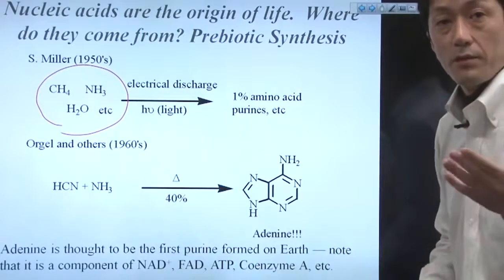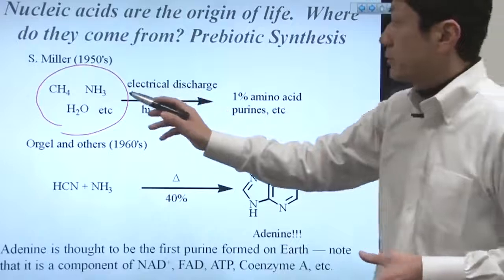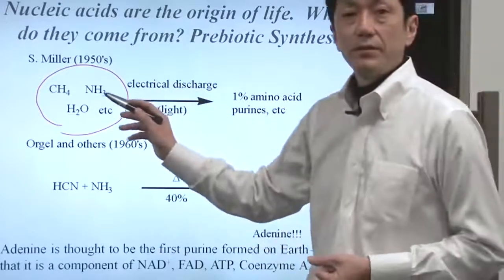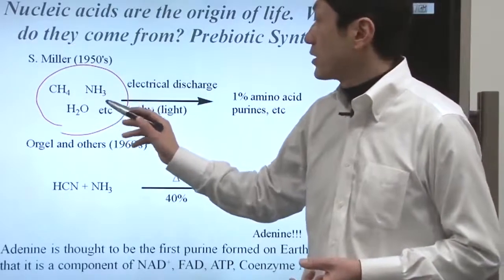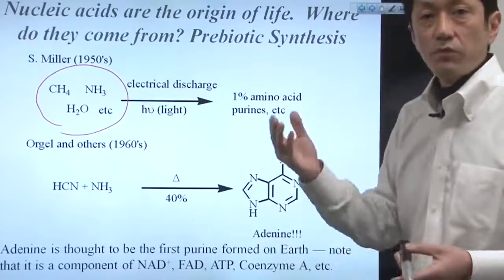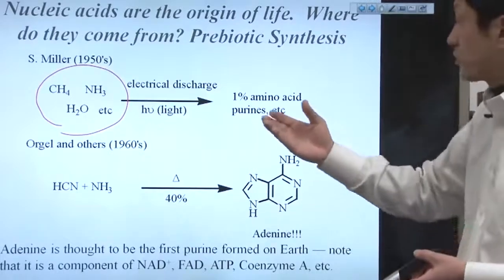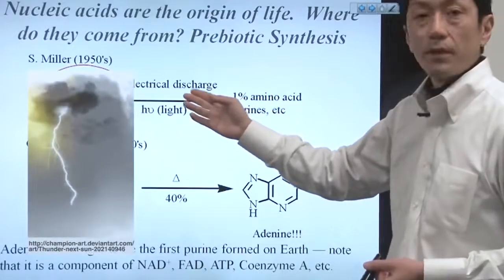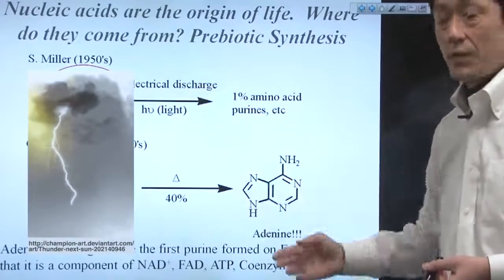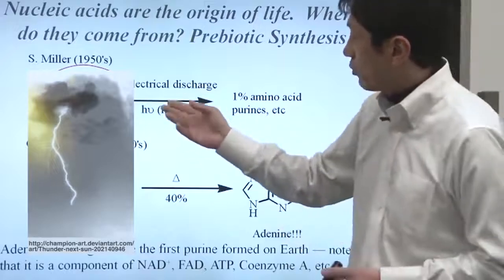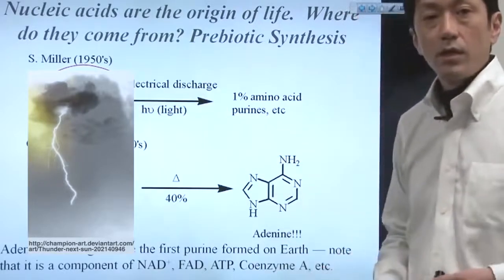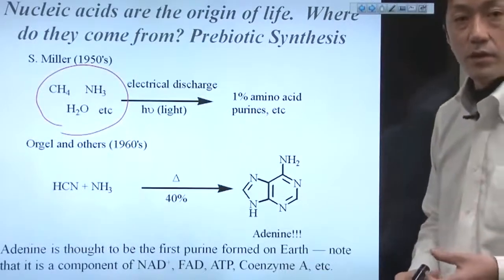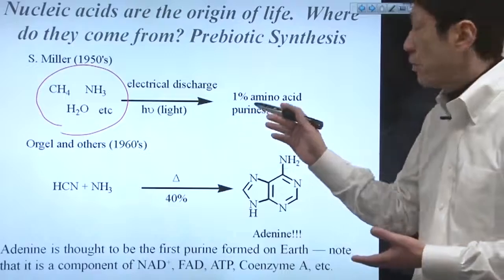To simulate the condition on the primitive Earth, Dr. Miller put water and ammonia into a flask filled with hydrogen and methane gases. They boiled the flask and exposed it to electrode discharges that imitated the lightning. Then they also put UV there that imitated the sunlight. And surprisingly, a few days later, the liquid became brown.